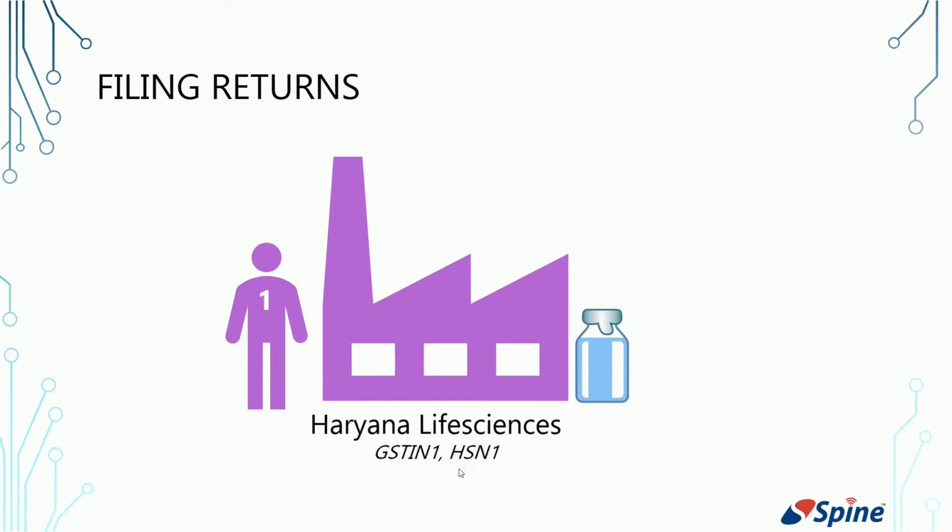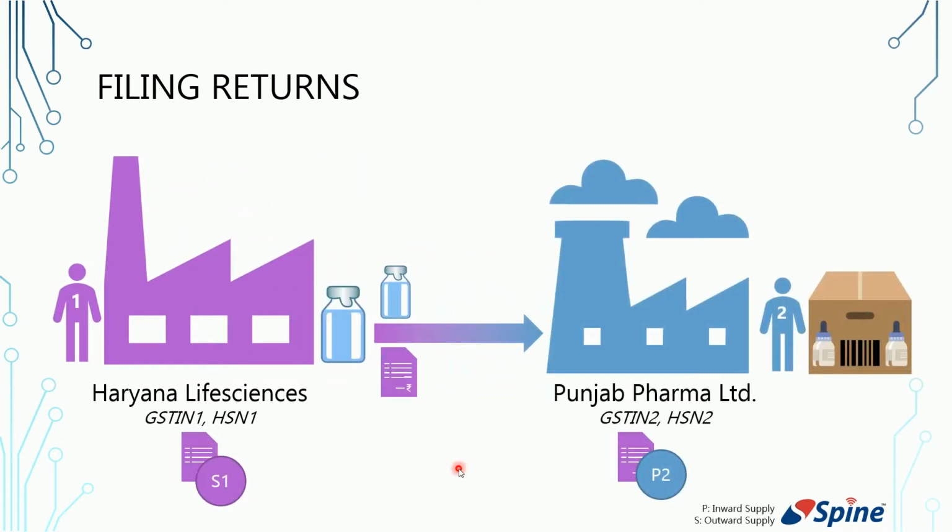Haryana Life Sciences supplies raw material to Punjab Pharma Limited, as shown in blue, which uses these liquid bottles to manufacture eye drops. Along with the raw material, Haryana Life Sciences also sends the invoice. Punjab Pharma has GSTIN2, and HSN2. It stores its inward supply in P2, and outward supply details in S2.